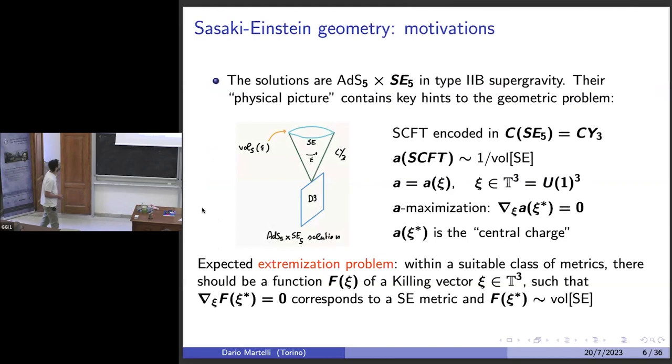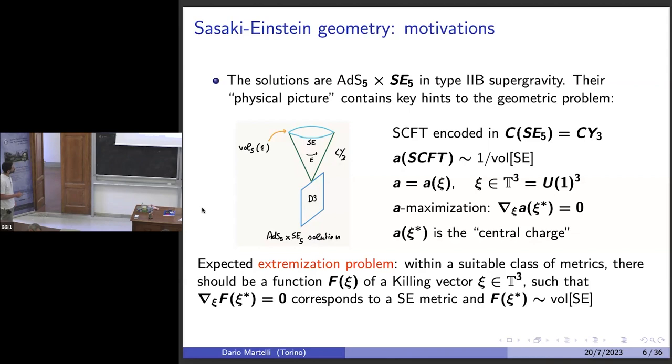So for many people in the audience, this is very old stuff and possibly well-known and boring, but for some others, it might be interesting to know. Okay, the solutions here are anti-de Sitter 5 times some Sasaki-Einstein 5 manifold in type IIB supergravity. And there is a physical picture, and this picture here is taken courtesy of Alberto Zaffaroni without him knowing. I just snatched it from a talk he gave somewhere else.